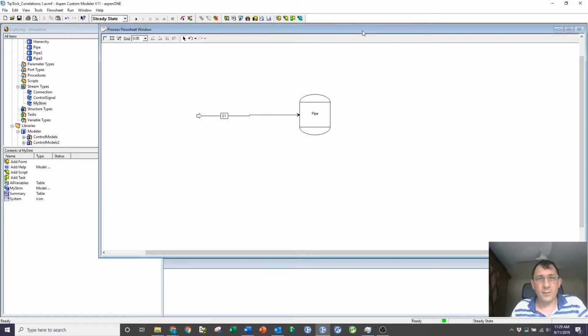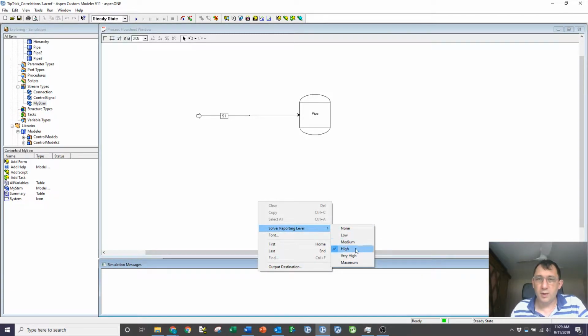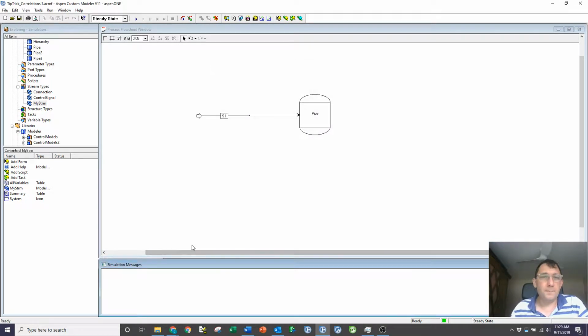The other thing that I've done to make it easier to track things down is I've got my solver reporting level set to high, so right click in the simulation messages window to high, and then on the solver options, I've come to my nonlinear solver and I've chosen to show the highest two variable and residuals at each iteration. That's just going to help me see what's going on. The other thing I've done, just because I always do, is I've set my convergence criteria to both residual and variable.